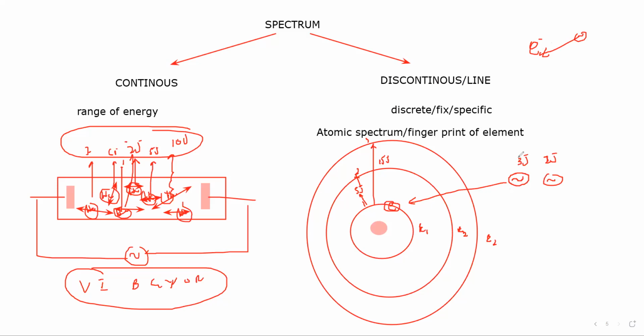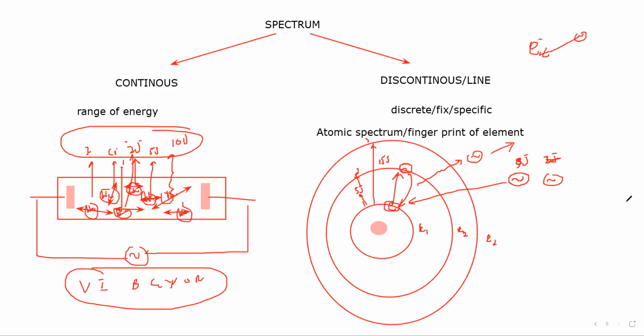But if the energy is, for example, 5 joules, then what happens? This electron will absorb and it will jump to a higher shell. So when an electron absorbs a specific, fixed amount of energy, we call that absorption light spectrum. But the electron cannot remain in this shell for a longer period of time, so it will jump back, return to its same shell, and it will release a photon, and that is called emission line spectrum.